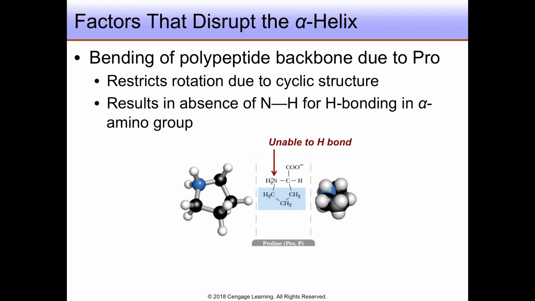There are amino acids that influence the ability of proteins to form alpha helical structures. Recall that proline is cyclic in structure, and as such it restricts rotation. Also, since the alpha amine is covalently bonded to its own side chain, it is not available to form linear hydrogen bonds.